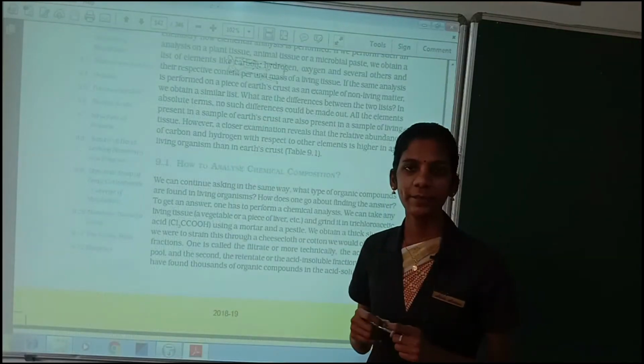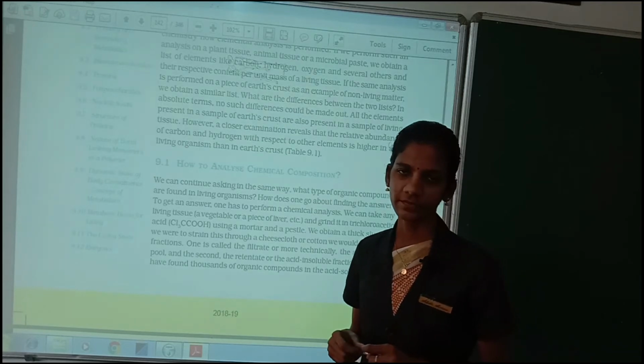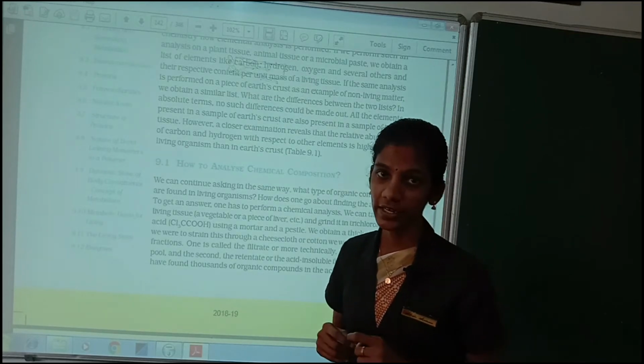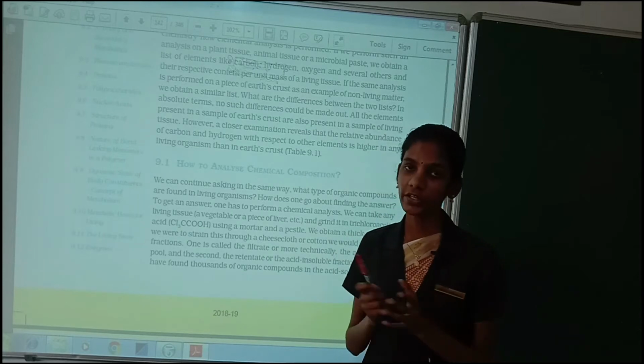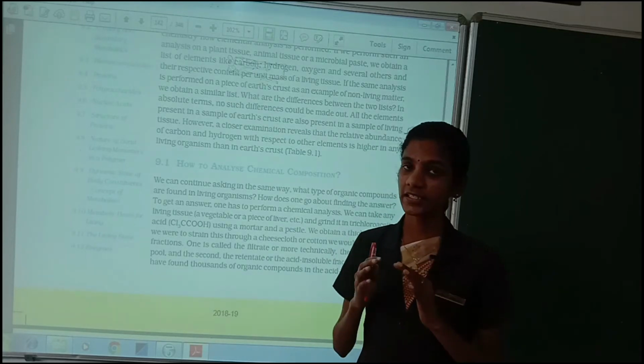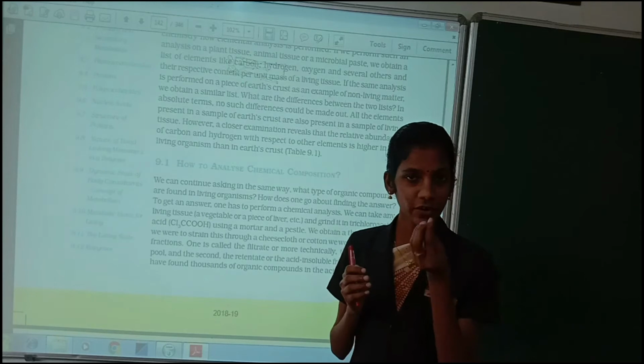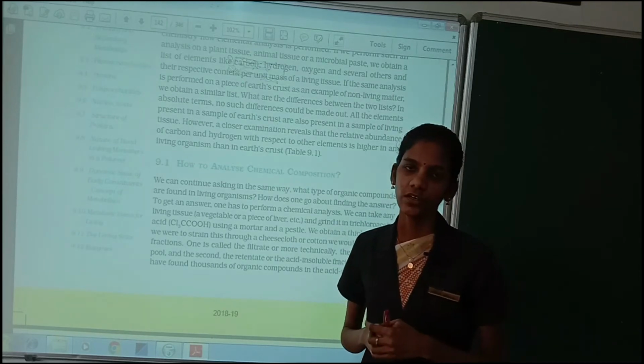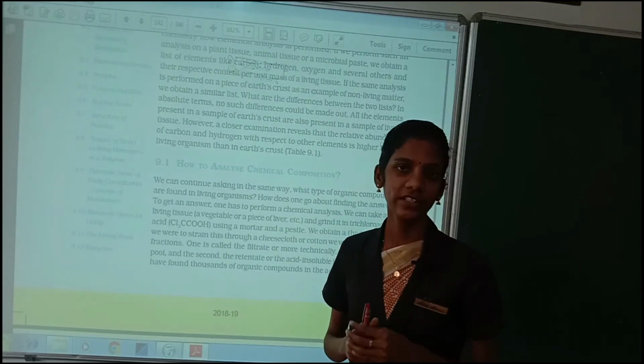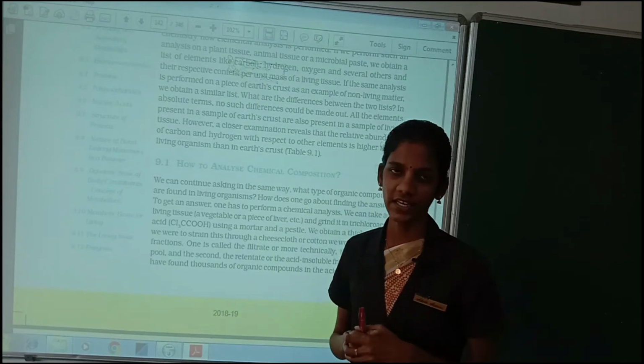How can we analyze the chemical composition of a living organism? It is not possible to analyze the chemical composition of all living organisms. Instead of that, we can analyze the chemical composition of the living organism from a small piece of tissue. Taking a small piece of tissue, we can understand its chemical composition.